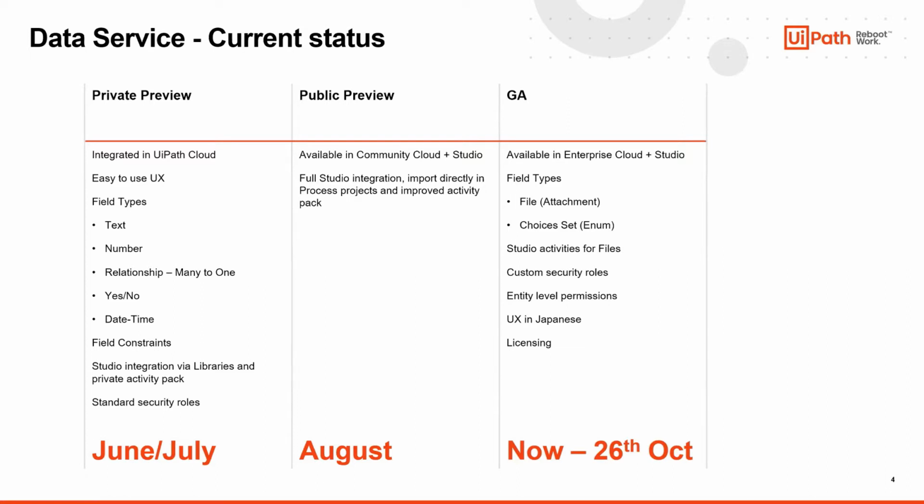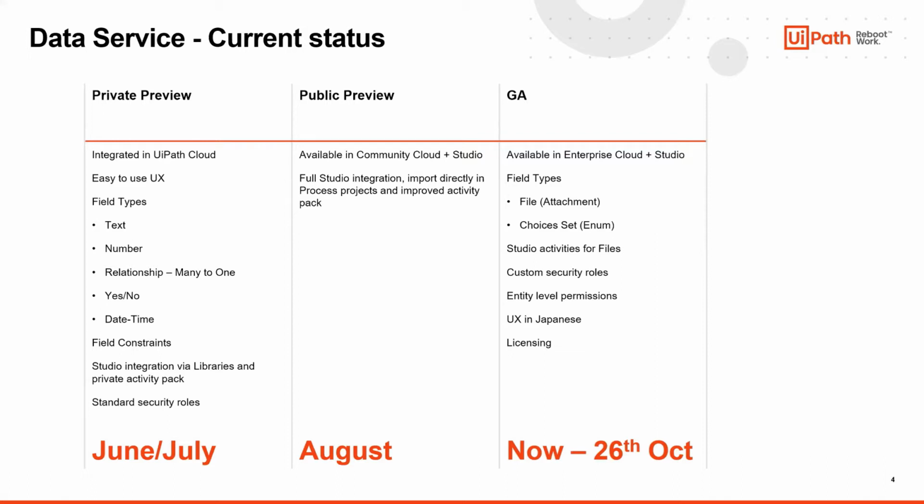What does GA mean? That it will be available in the Enterprise Cloud and Enterprise Studio as we are introducing a bunch of new features. Some of these features will light up today itself. We are enabling them today, although the GA is on Monday, but the features will be enabled today. So there are two new field types available, file, which is equivalent of an attachment, and choice sets, which is equivalent of enum. We'll see both of them later.